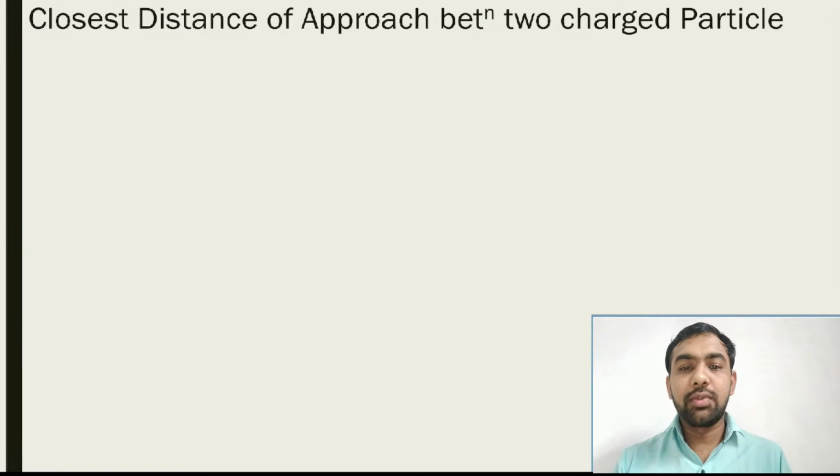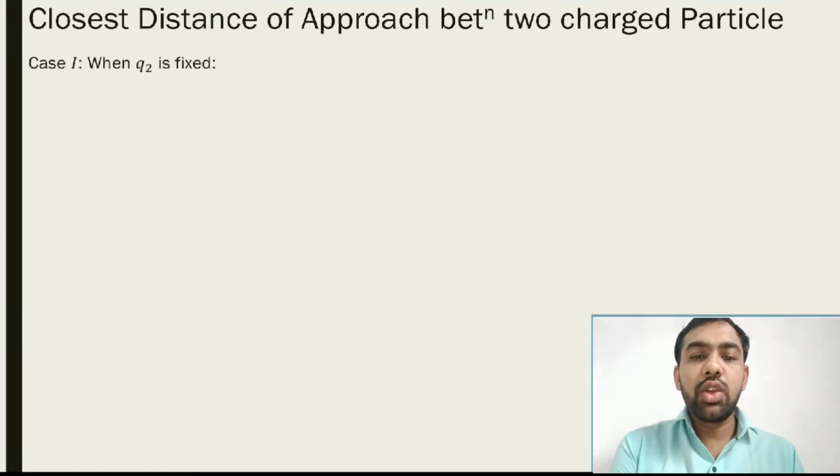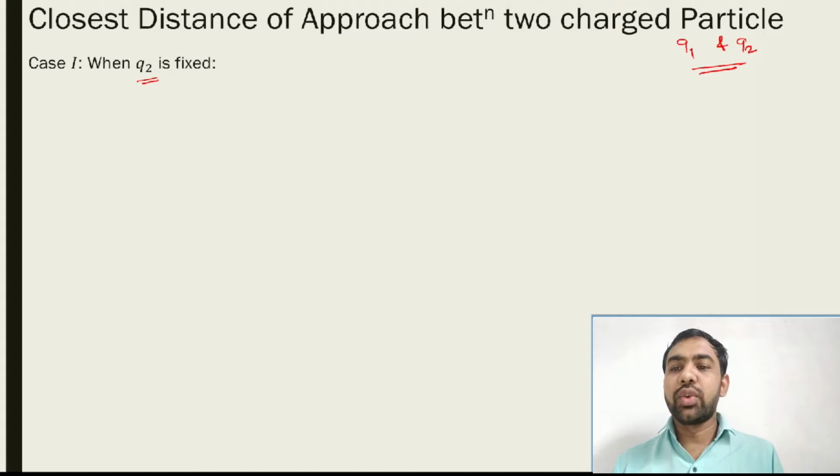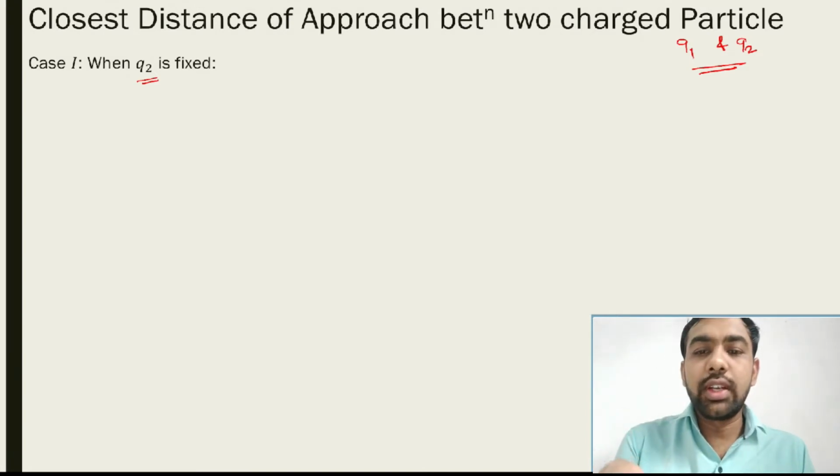Okay, let's start with the first case. Case 1, when Q2 is fixed. Suppose we consider two charged particles, Q1 and Q2. Out of these, Q2 is fixed initially, and throughout this whole process Q2 does not move. So what happens at that time?